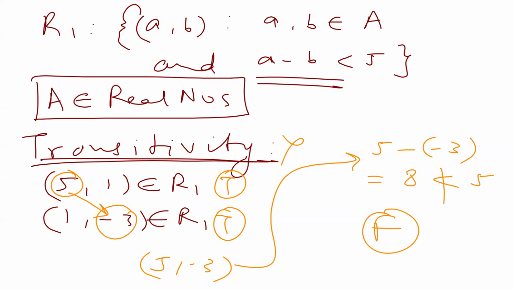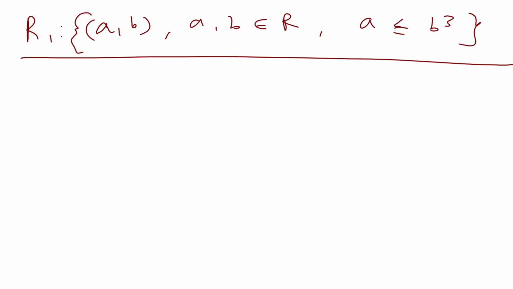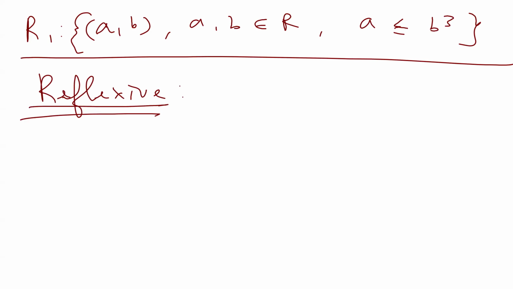Next example. Again, in this particular example, you have to remember the values which I am giving you. R1 is a relation which has (a, b), where a and b belong to real values, and a is less than or equal to b cube. Now reflexive. We are speaking about all real values. Don't take only examples of natural numbers or integers. You can take examples of decimal numbers also.